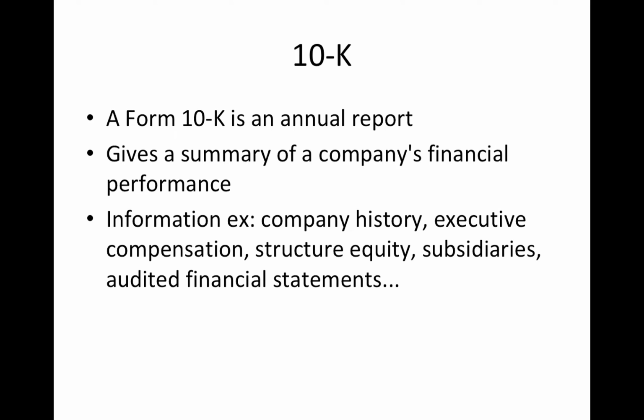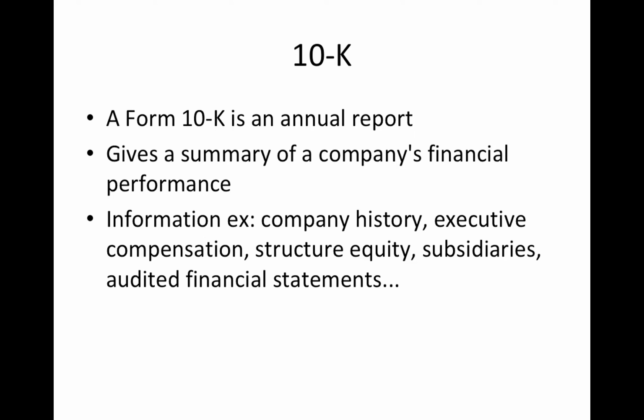The first filing that is, in my eyes, the most important one is the 10K. The 10K is the annual report. It basically gives a summary of the company's financial performance. You're going to find the most information in the 10K regarding a company, such as the company's history, the executive compensation, the structure of the equity, subsidiaries, and the audited financial statements.